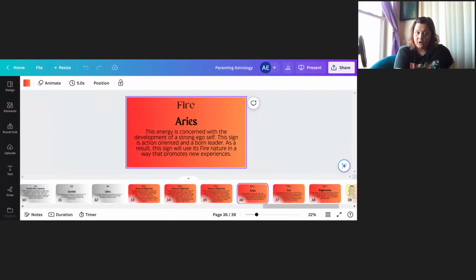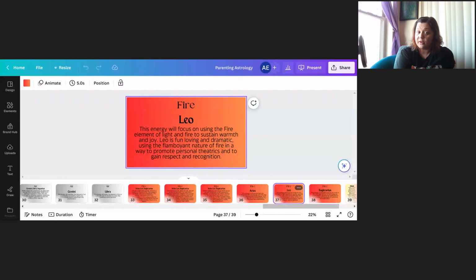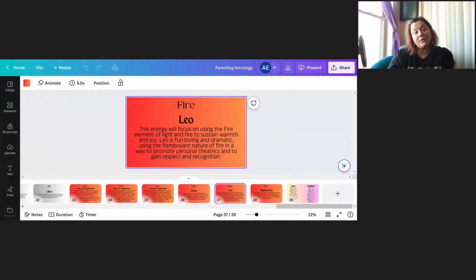All right. So Aries, this energy is concerned with the development of a strong ego self. This sign is action oriented and a born leader. And as a result, this sign will use fire nature in a way that promotes new experiences. Leo, this energy will focus on using the fire element of light and fire to sustain warmth and joy. Leo is fun, loving, and dramatic, using the flamboyant nature of fire in a way to promote personal theatrics and to gain respect and recognition.